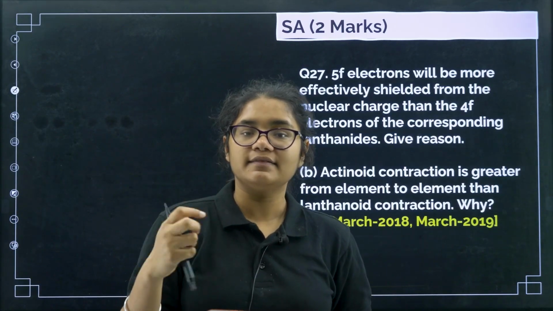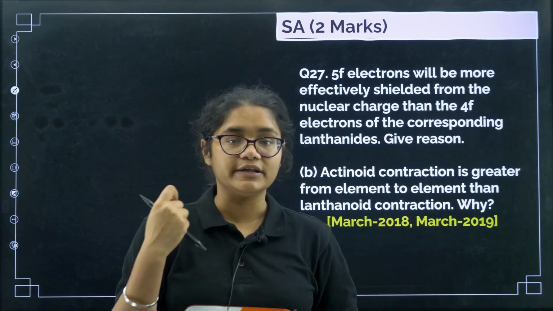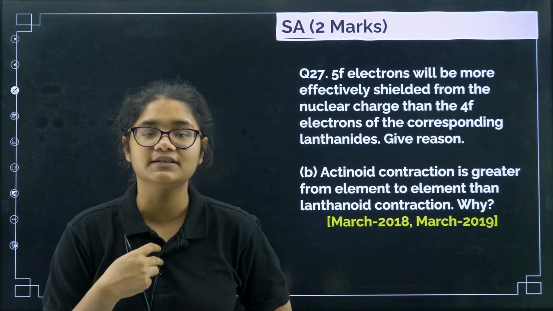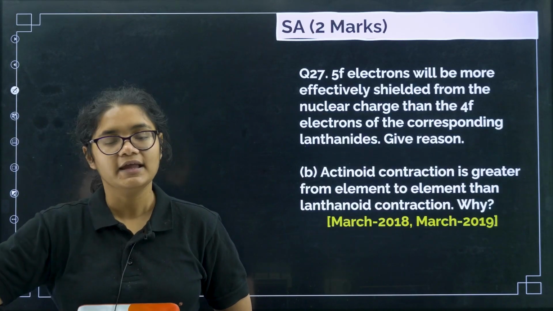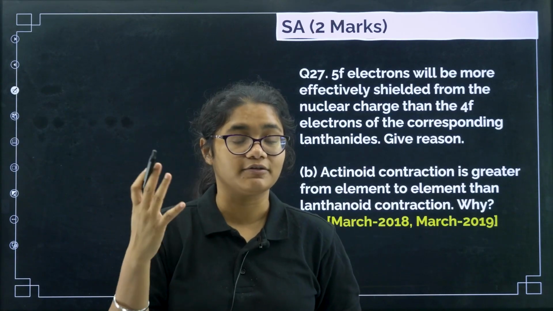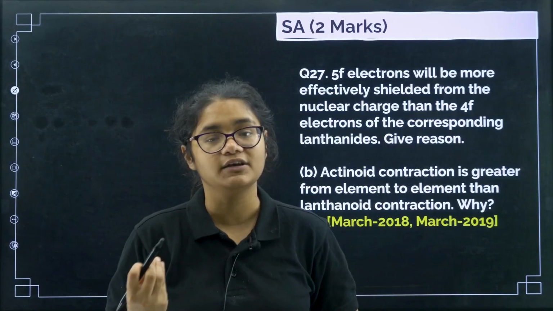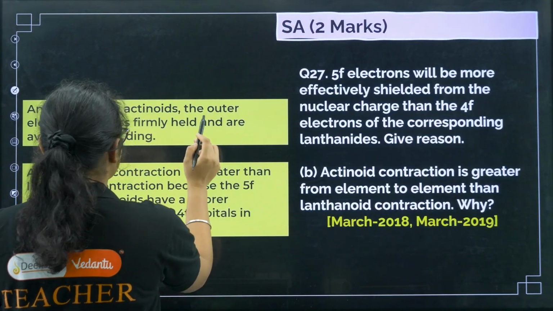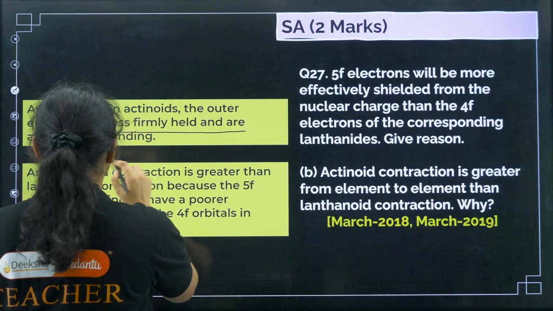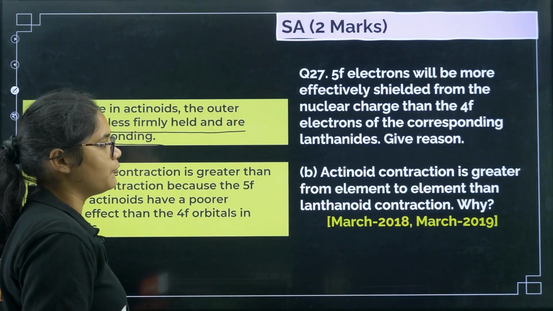Shielded means anything which does not experience the nuclear charge. So because the 5f orbitals are present farther away, the 5f electrons do not experience the nuclear charge, right. So that is why they are more shielded. Because in actinoids the outer electrons are less firmly held and are available for bonding.